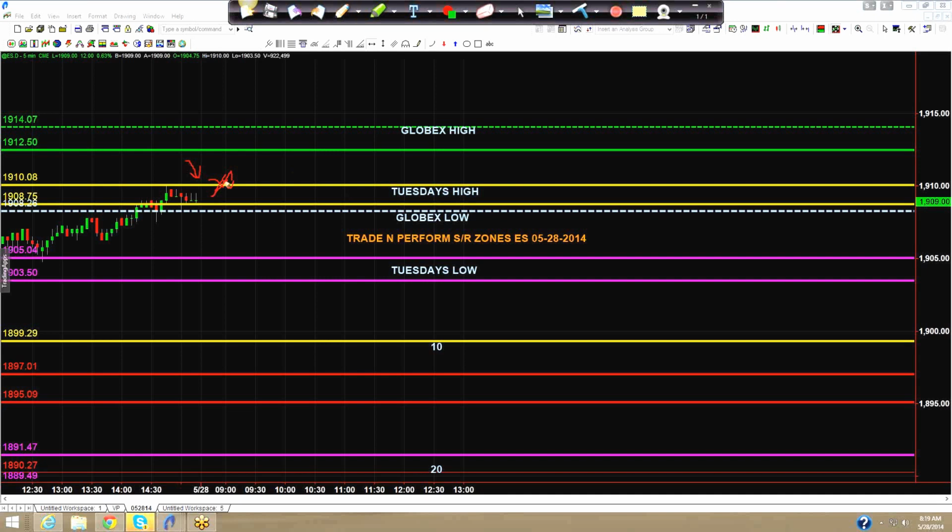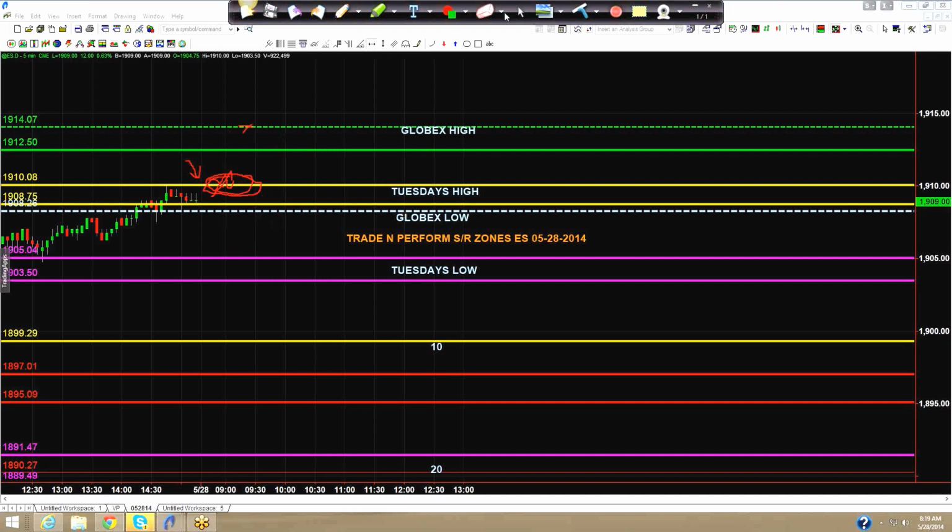The first thing I'm looking for is a trap up in this 1910 area to begin with, above Tuesday's high. I'm looking to see, can we retest Globex high, yes or no? And then obviously the other question is, do we get below Globex low? And if they leave Globex low here, which I'll make a decision in 2 minutes on adjusting these zones, then I will make the change.